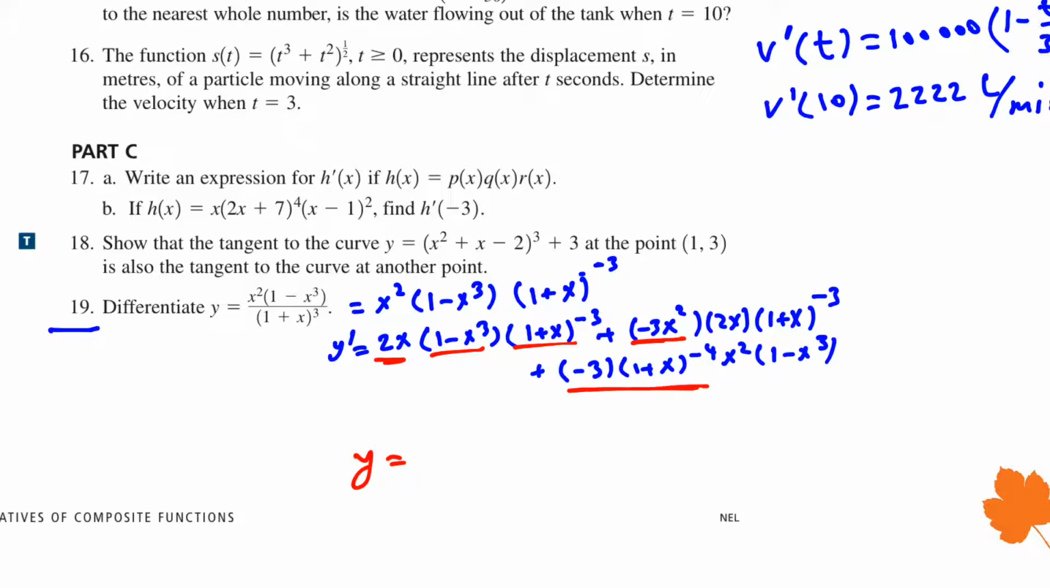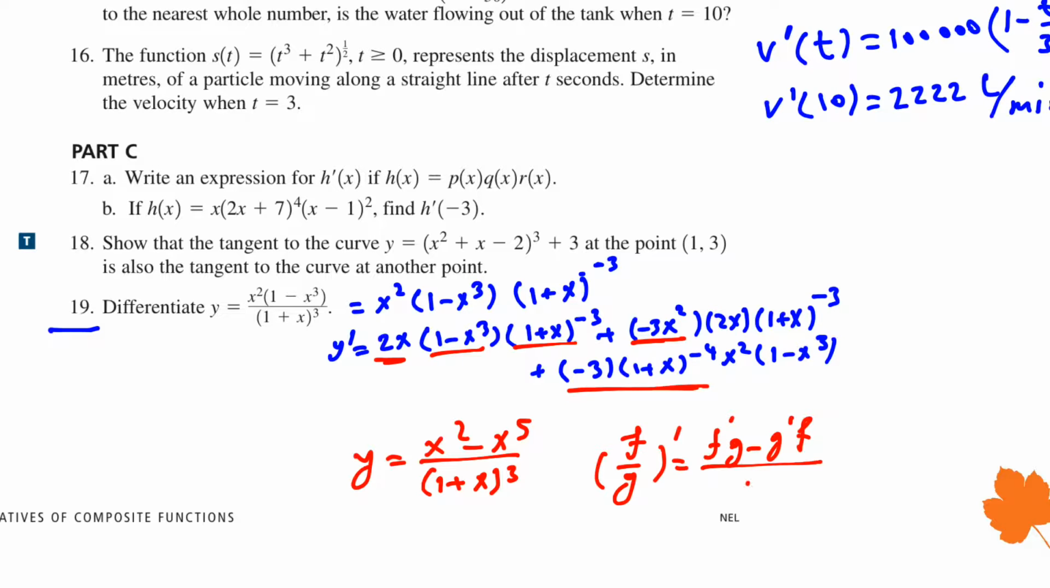We could write the function as (x² minus x⁵) over (1 plus x) to the power of 3 and use quotient rule. Derivative of f over g is (f prime g minus g prime f) over g².